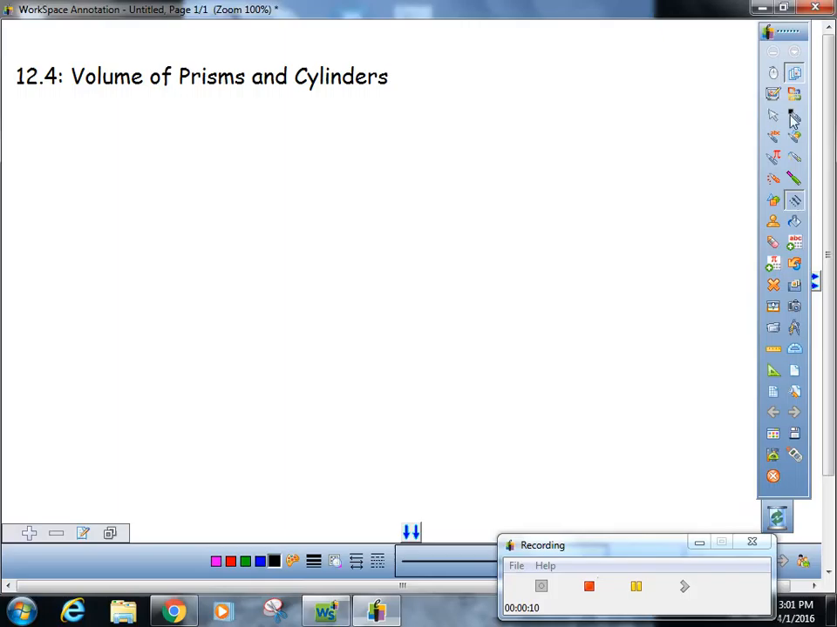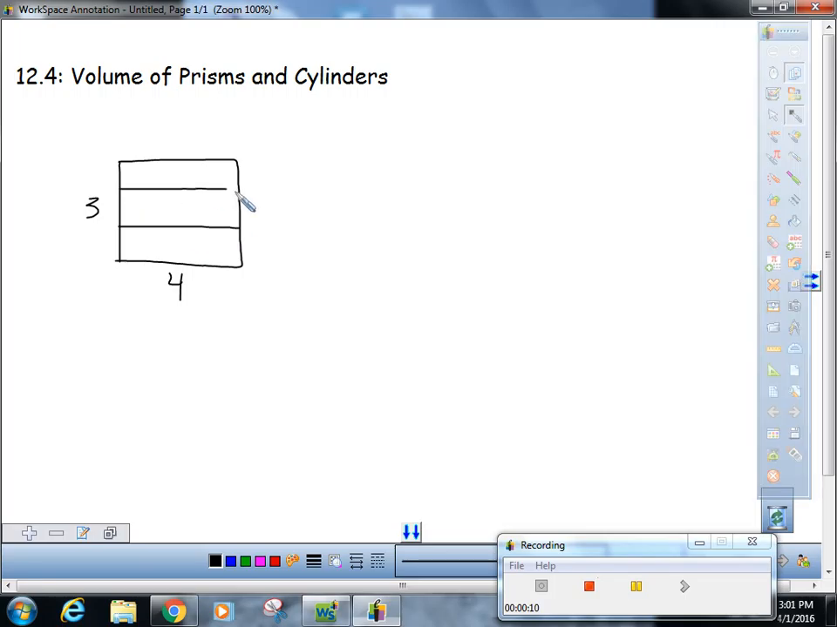All right, this is volume of prisms and cylinders. I sincerely and genuinely hope that you guys understand why the area of a rectangle is 4 times 3, okay? Remember we measure area in square units? That's why we do base times height. We're just doing a quicker way of adding up all these square units, and a quicker way to do a bunch of addition is to add the rows, and a quicker way to add the rows is to multiply. That's all you're doing, okay?